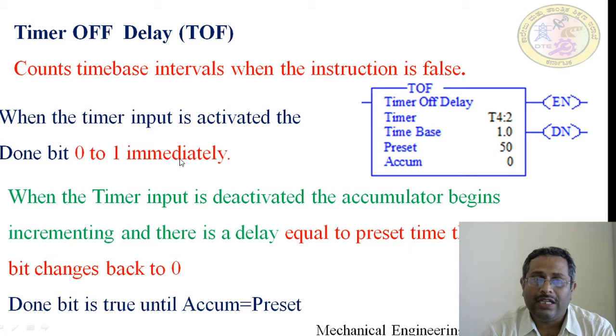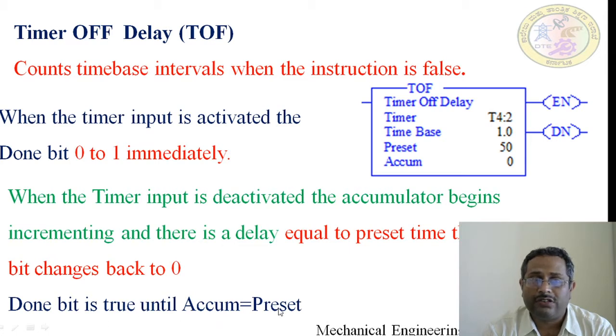In timer on delay, the done bit changes from 0 to 1 after it reaches the preset value, but here the done bit will immediately change from 0 to 1, and when the timer input is deactivated, the accumulator begins incrementing and there is a delay equal to the preset time. The done bit changes back to 0. Here initially the done bit changes from 0 to 1 immediately. After the preset time it will change back to 0 once again, and the done bit is true until the accumulator is equal to the preset value.